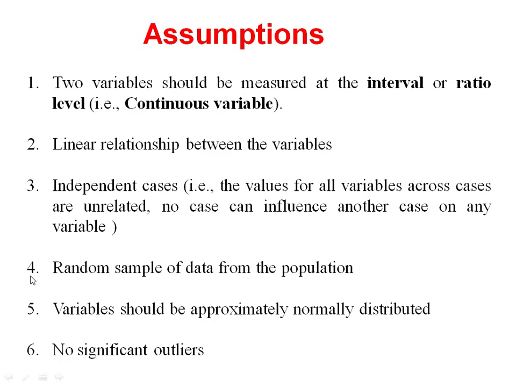Fourth, a random sample of data from the population. Fifth, variables should be approximately normally distributed. Last one, no significant outliers. Now let us discuss how to calculate the R value using SPSS.